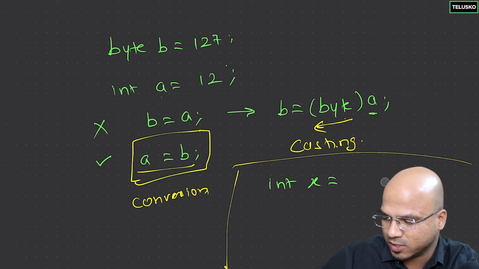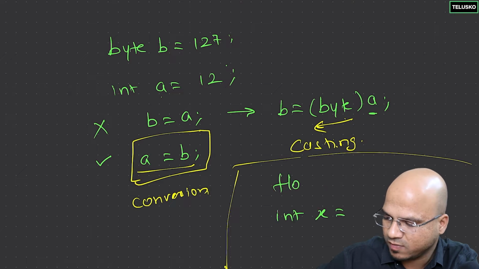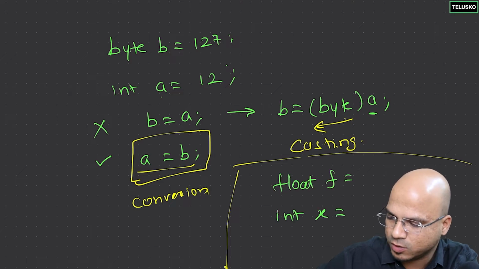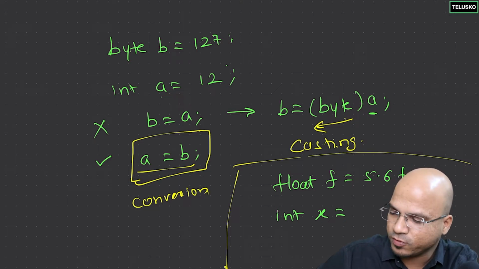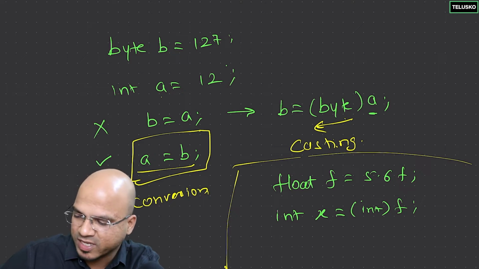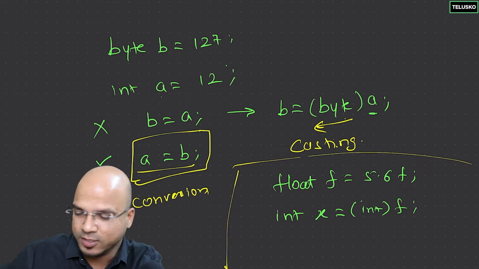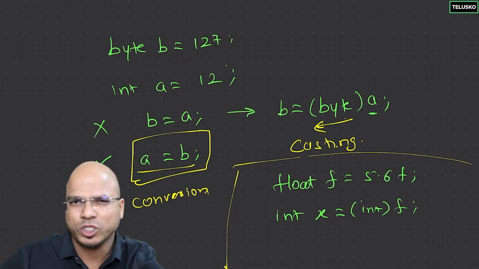So what I will do now is, let me just create a float variable here. I will say float f is equal to 5.6. And remember, you have to put f at the end. If you don't put f, it will not work. So you have to explicitly convert this value into integer. What you're doing is assigning a float value to an integer. So you're converting it. Now, what will you lose here?